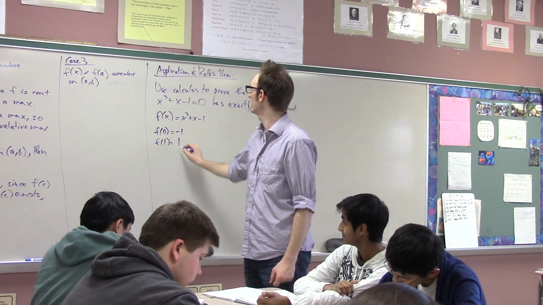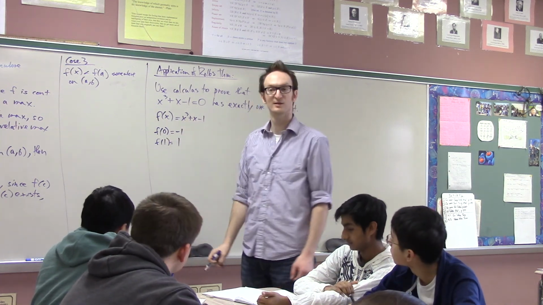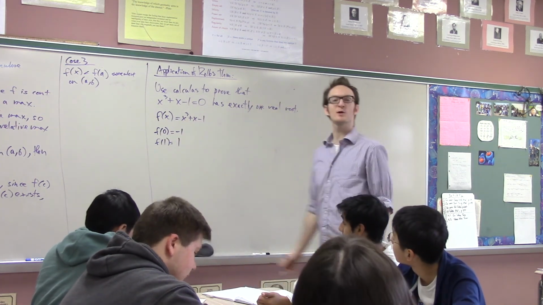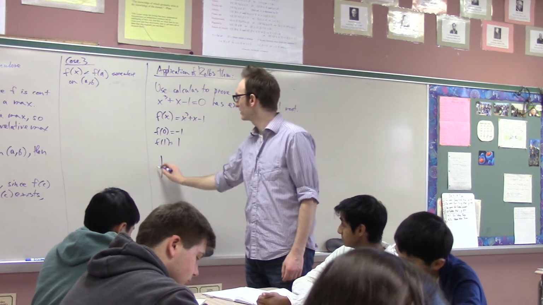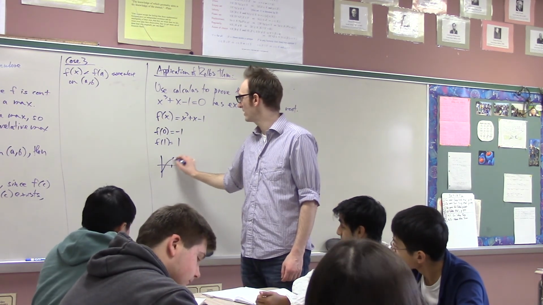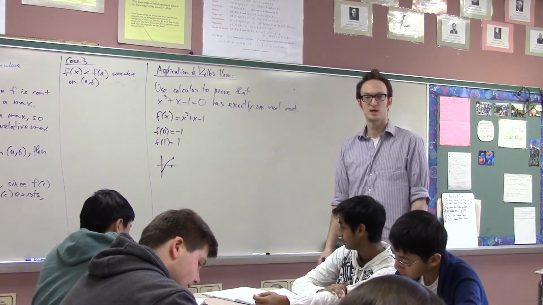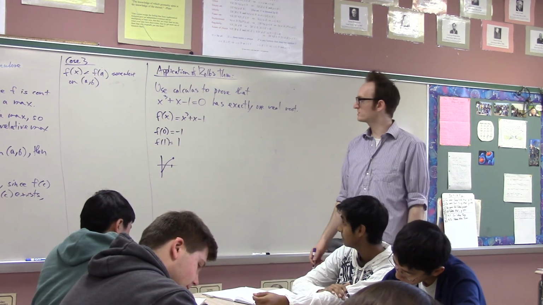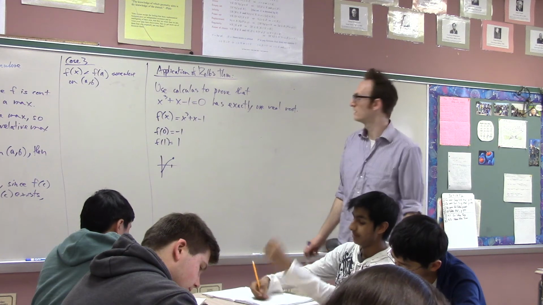Plug in 1, what do you get? 1. If you plug in 0, you get -1. If you plug in 1, you get 1. Thus, the picture of this function kind of looks like this. And now, it must cross. Why? Intermediate value theorem. So this is sort of a review of that kind of thing, right?